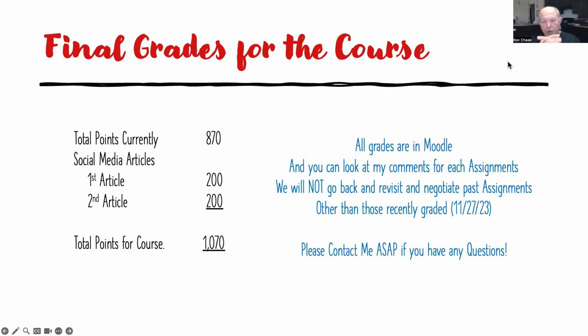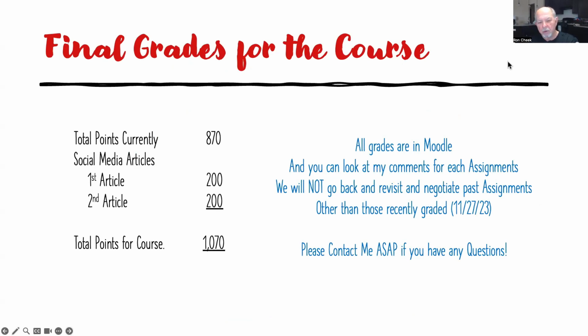All right, let's look at the final grades for the course. Right now, you have a total of 870 points. The social media articles, each article is worth 100 points. I'm wrong. So 100 points and 100 points totals 1,070 points. I'll change the slide, but it's 100 points each. So we have a total of 1,070 points.